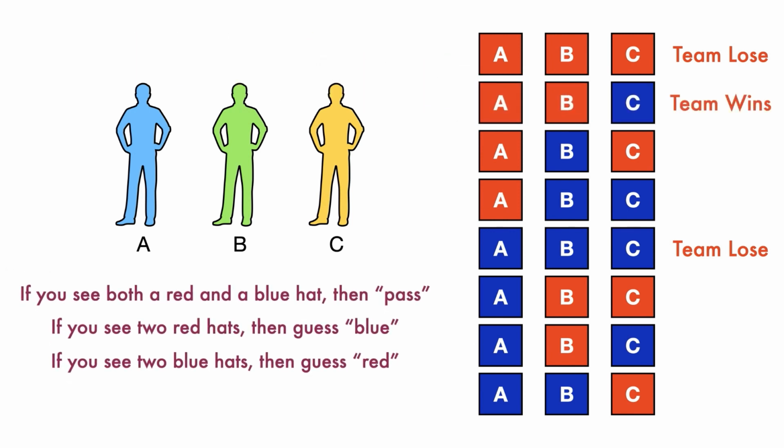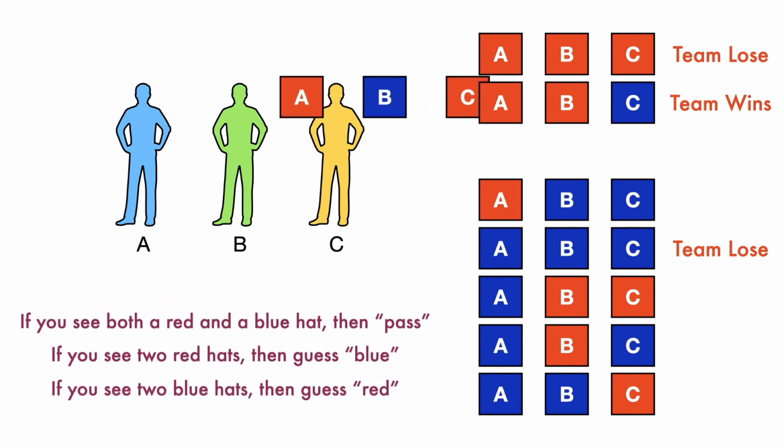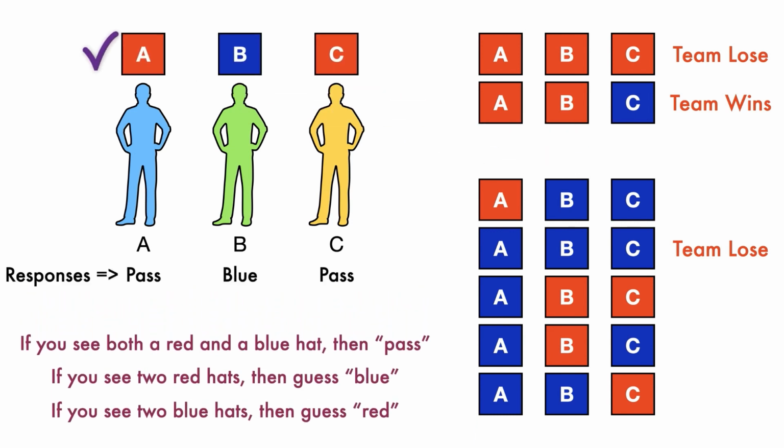Now let's consider the third combination. In the third combination, player A sees one red and one blue hat, hence the player replies, "I pass." Player B sees two red hats, then the player thinks he will be wearing the minority color, which will be the opposite color of what the player sees.